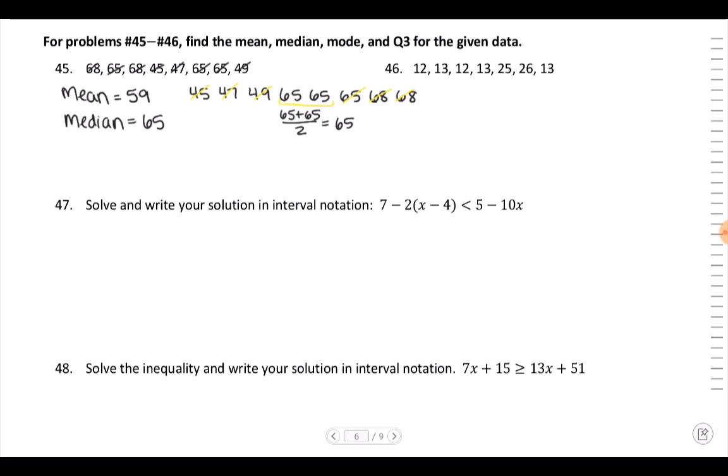Now, if you want to find the mode, well, the mode, you just look for which number appears the most times. Well, it looks like we have 3 65s, so 65 appeared the most number of times.